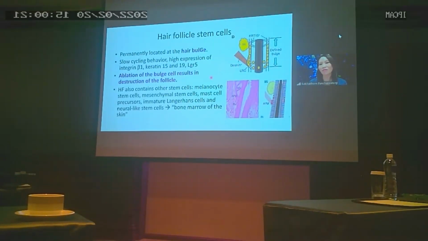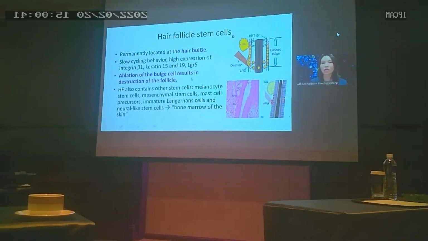First, we talk about the hair follicle. Everyone knows that the stem cells are located in the hair bulge, and they have high expression of keratin 15 and keratin 19. We all know that ablation of bulge cells can result in the loss of the hair.